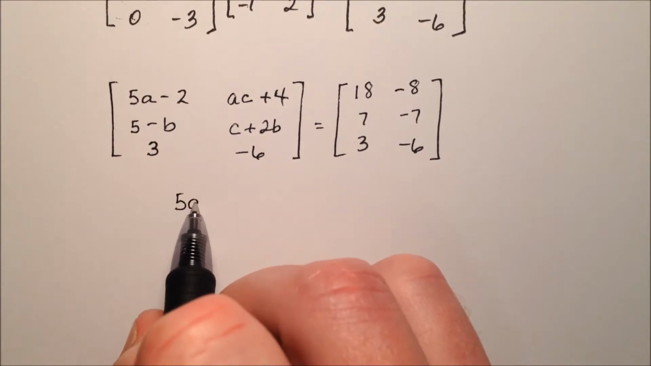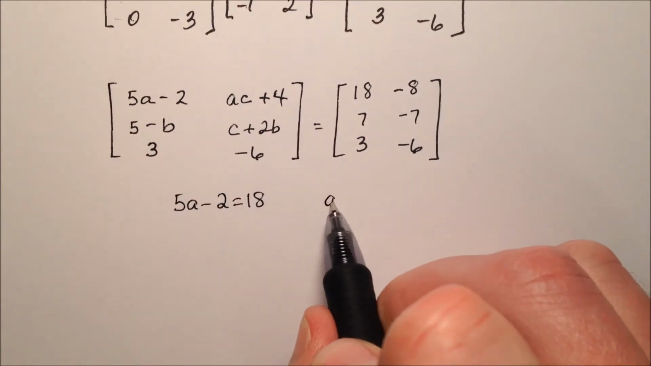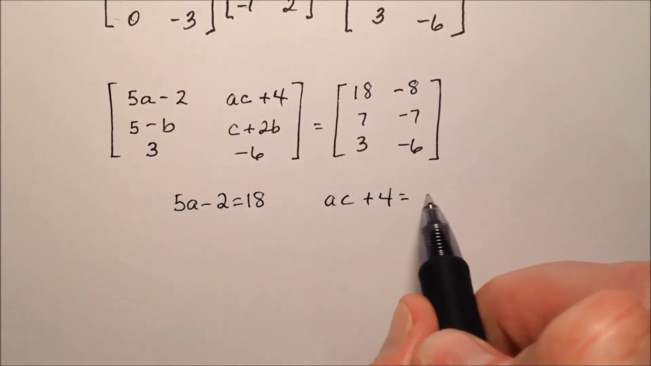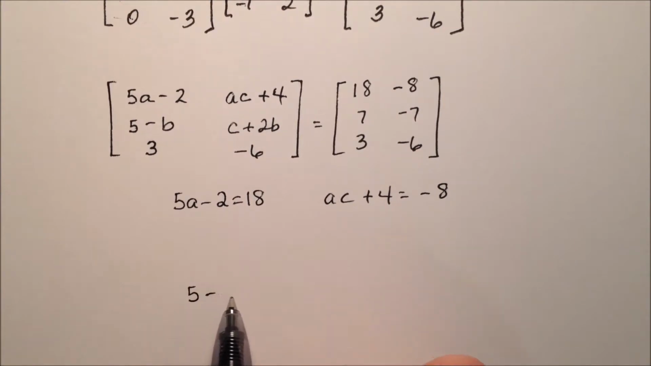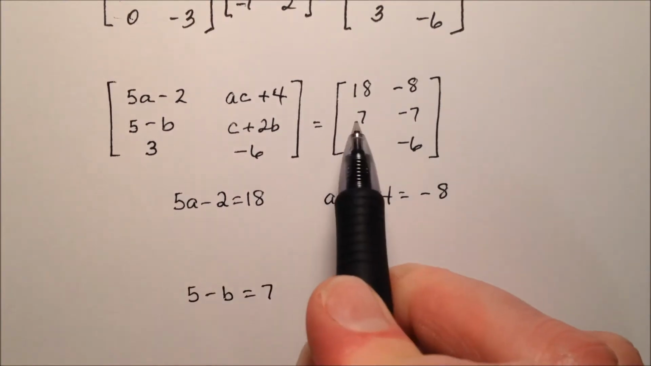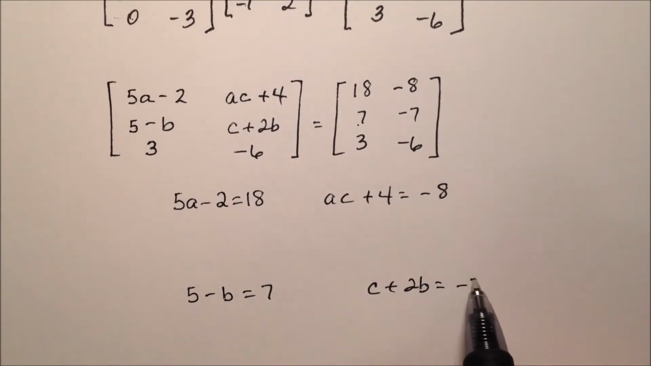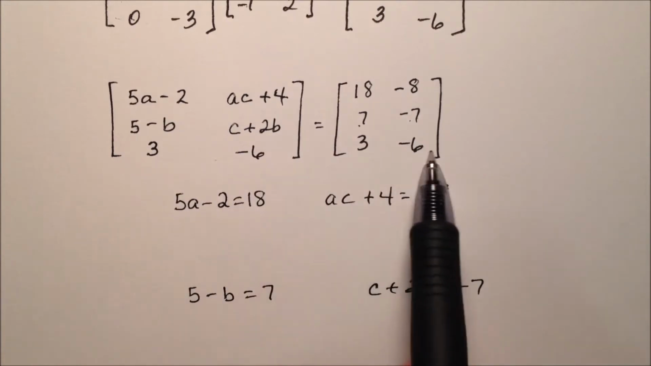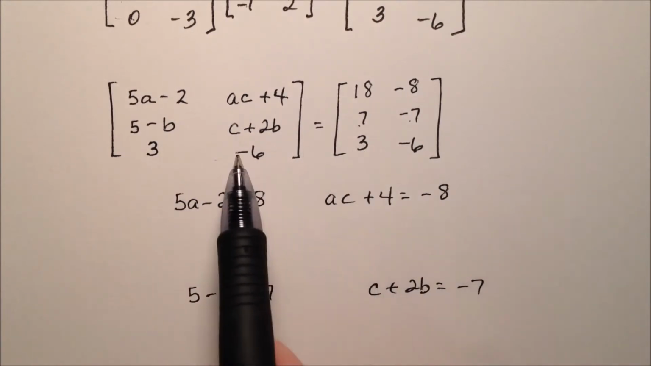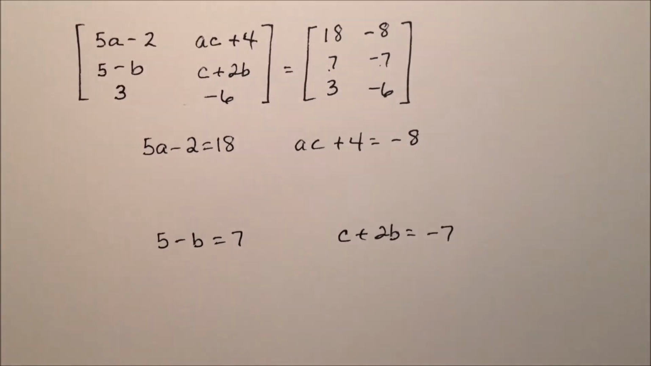So 5a minus 2 will equal 18. ac plus 4 will equal negative 8. 5 minus b will equal 7. And then c plus 2b will equal negative 7. And it looks like these last rows don't do anything for us because 3 equals 3 and negative 6 equals negative 6. Well, that seems pretty obvious.